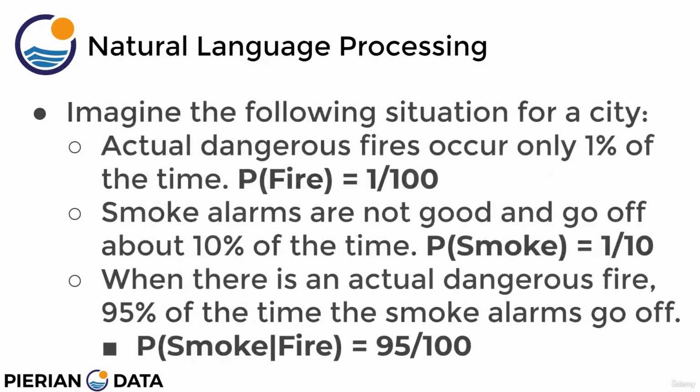And recall that we can actually turn those 3 points into probability events. So we mentioned that actual dangerous fires occur only 1% of the time. So the probability of there being a fire at all is just 1 over 100. We also know that smoke alarms are not good, and they go off about 10% of the time. So the probability of there being smoke in this particular event is 1 over 10. And when there actually is a dangerous fire, 95% of the time the smoke alarms go off. And note how we can write this probability. Probability of smoke, given the fact that there is a dangerous fire, is 95 out of 100.